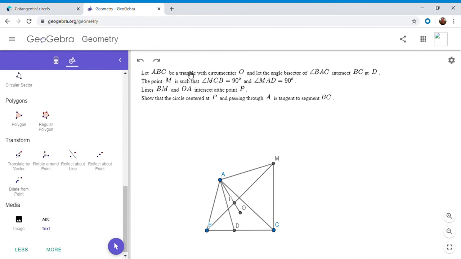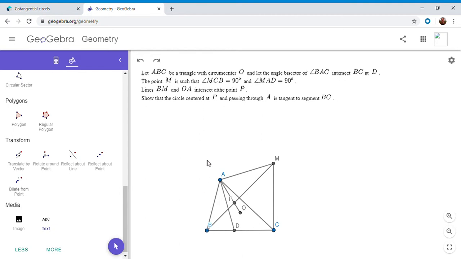So we have a triangle ABC with circumcenter O, and the bisector of angle BAC meets BC at D. M is a point so that angle MCB is 90 degrees and also angle MAD is 90 degrees. And lines BM and AO meet at point P. We want to show that the circle centered at P and passing through A is tangent to the segment BC.